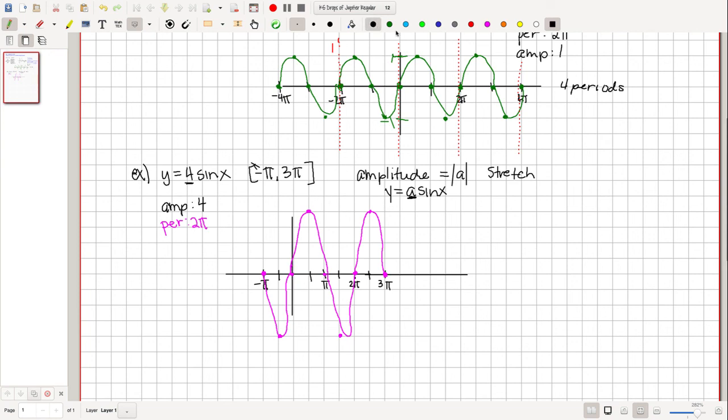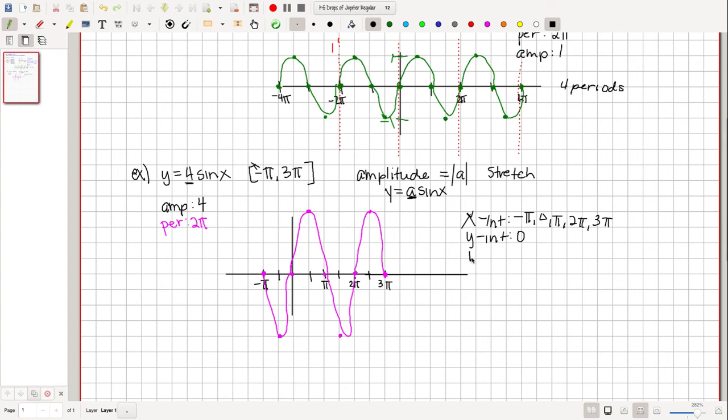Okay, so key features. So what key features do we have? We have the amplitude is 4. We have the period is 2 pi. Those are a part of our key features. I'm going to come over here though because I have a little more room. We also have x-intercepts. So the x-intercepts, I see negative pi, 0, pi, 2 pi, 3 pi. Y-intercept, I have 0. Okay. Let's see here. What else do we need?